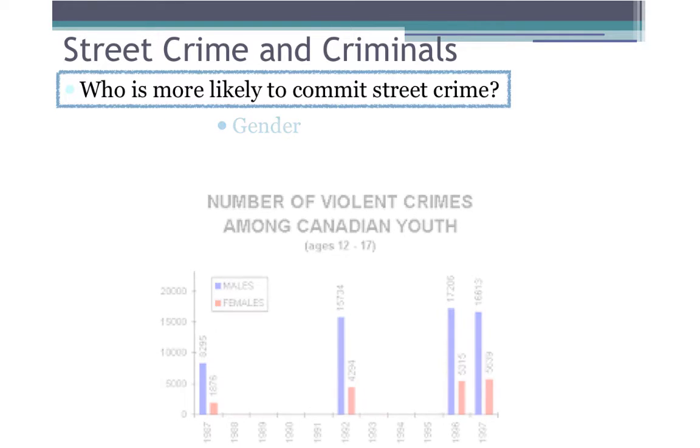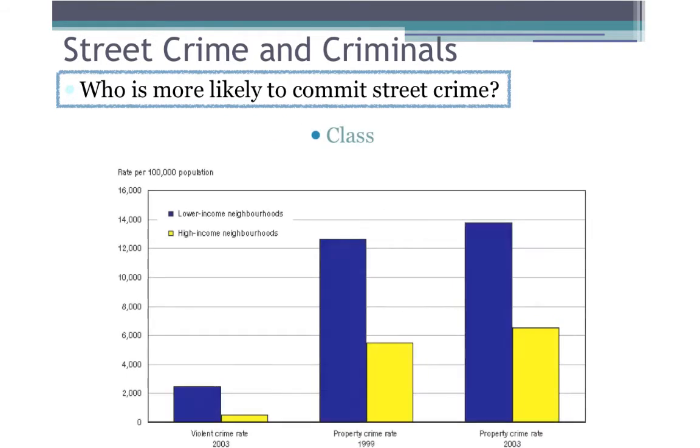Now, another connector is that of class. Lower class people are more overrepresented in arrests and in prison admissions. And the question begins with why? Is it because they commit more crime, or are they more likely to be targeted?